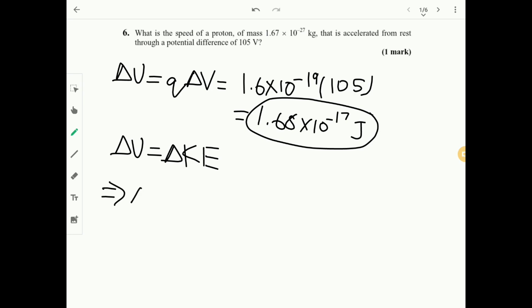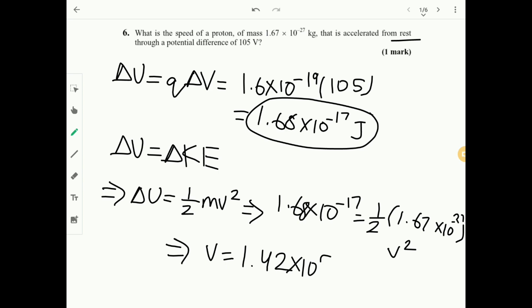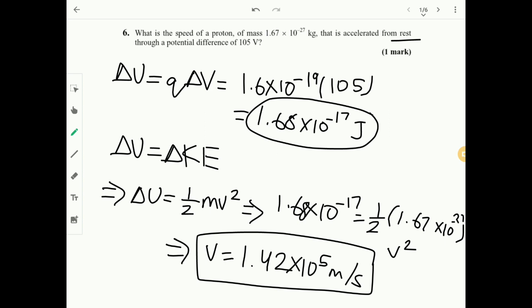So then what follows is delta U equals half mv squared. Since it's accelerated from rest, minus half mv0 squared, v0 is 0, so it cancels out. So now that we have this, it should be 1.68 times 10 to the minus 17 equals half, the mass is 1.67 times 10 to the minus 27. Since the mass is so small, we should expect a very big speed. And the velocity finally is 1.42 times 10 to the power of 5 meters per second. So this is the speed of the proton that is accelerated from rest through a potential difference.